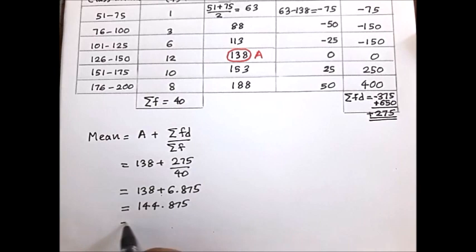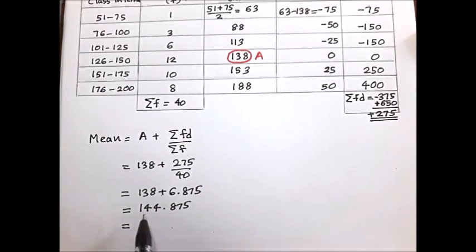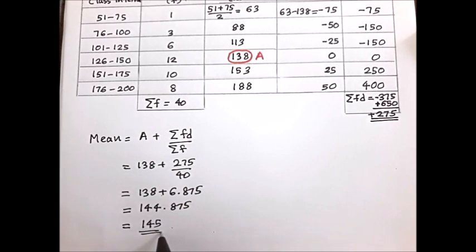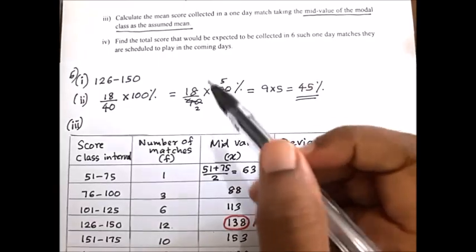144.875. This value represents the number of scores obtained by this team in a certain match. But we can't express scores as 144.875, so you have to round off to the nearest whole number. The nearest whole number is 145. This is the answer for mean.